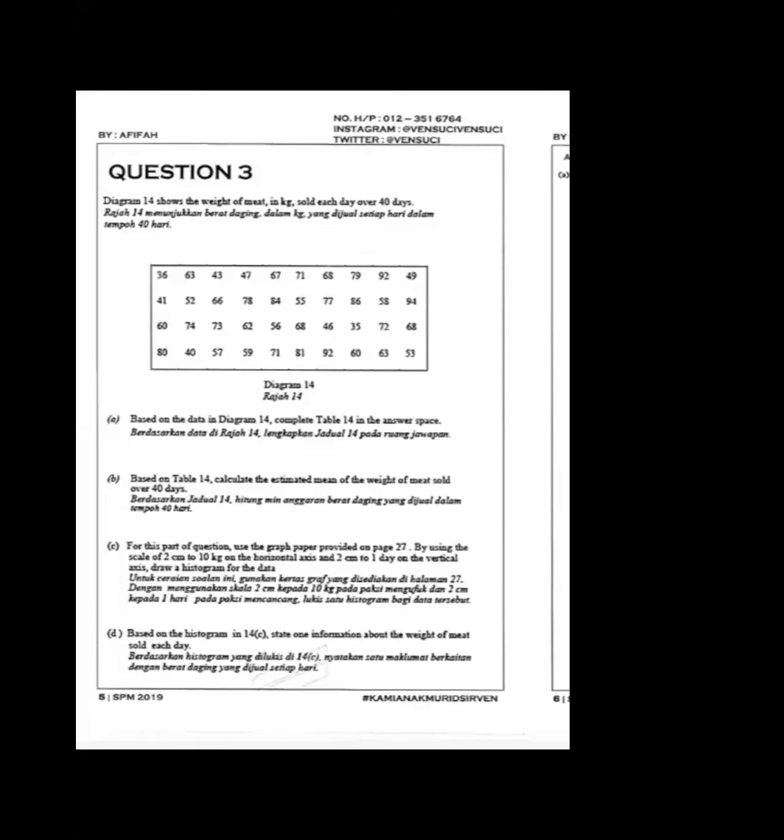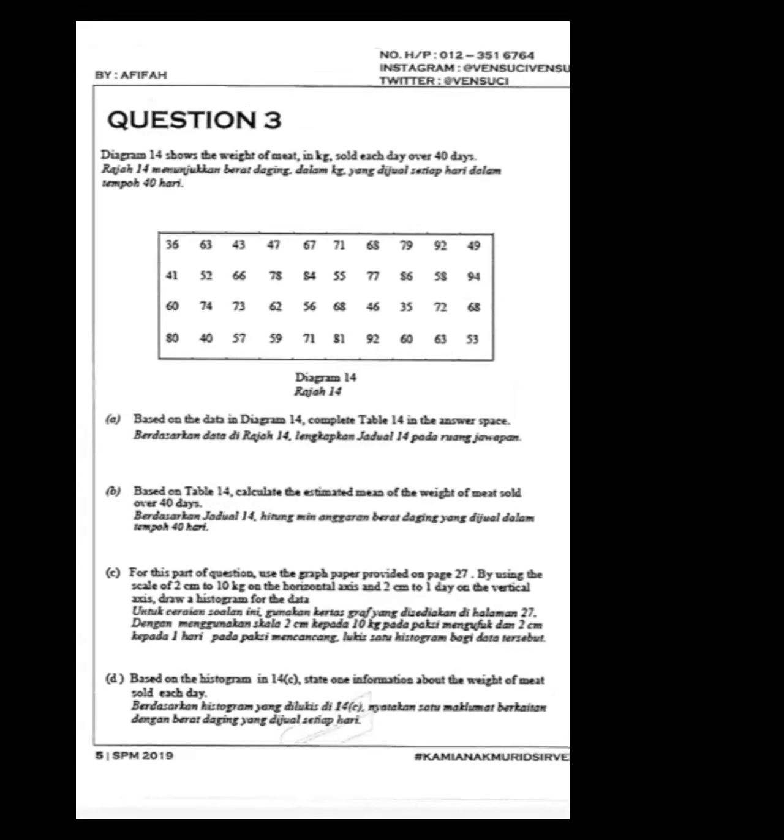Okay. So as for question B, based on table 14, calculate the estimated mean of weight of meat sold over 40 days. So you guys know the formula for estimated mean, right? Hello. Why no one reply? I guess you guys know the formula for estimated mean already. So if you don't know, okay, I'll tell you again.